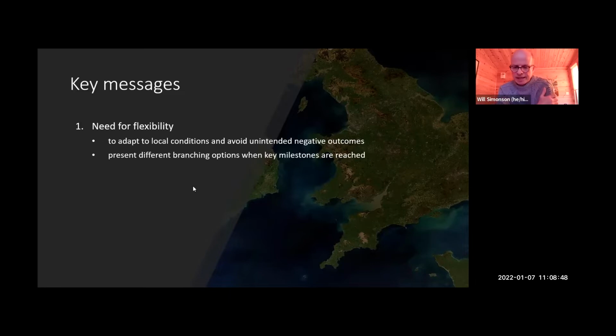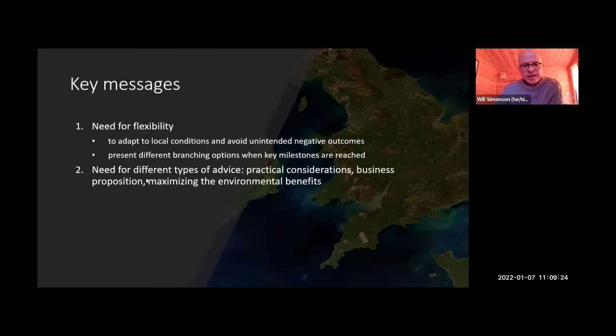So firstly, a real desire and need for flexibility, both in terms of flexibility of design, so that it's adapted to local conditions and avoids any unintended negative outcomes, but also flexibility in how the system is able to evolve, basically. So a farmer may want to follow different courses or evolutions of the agroforestry, which is, as you know, a fairly long-term proposition. So that flexibility was one of the key things that was coming out again and again in our workshops.